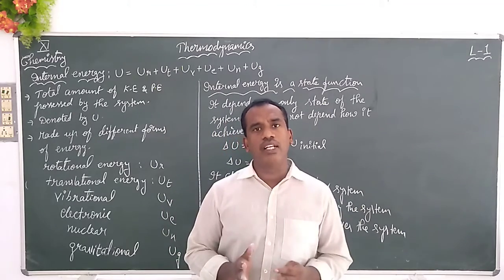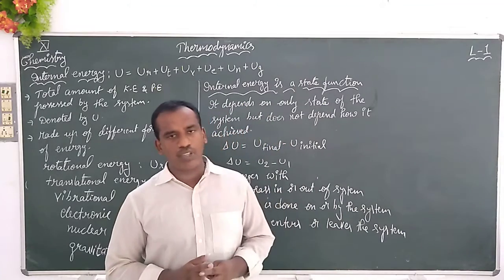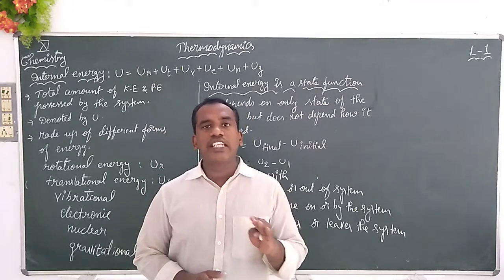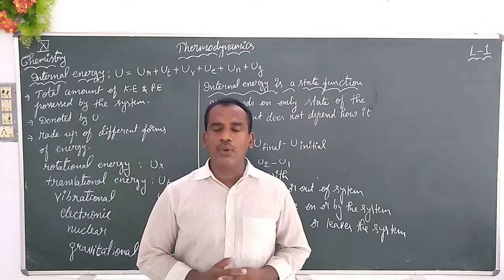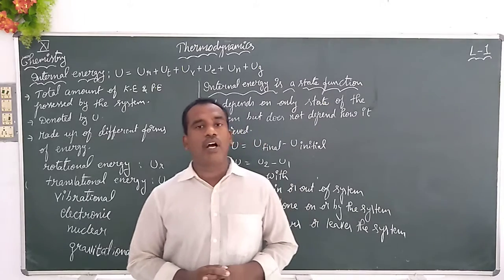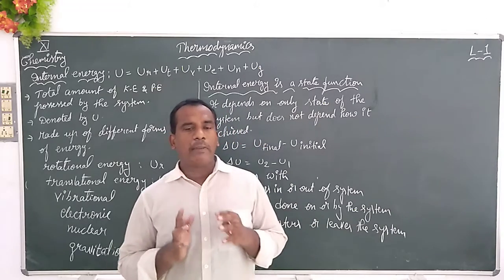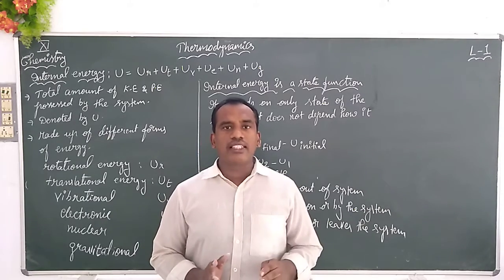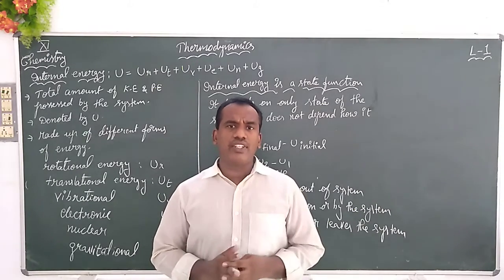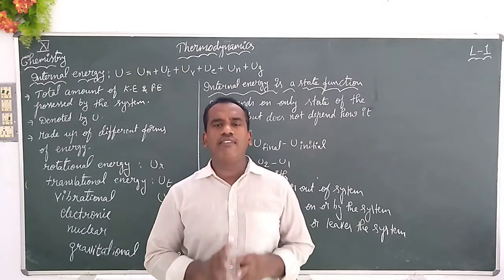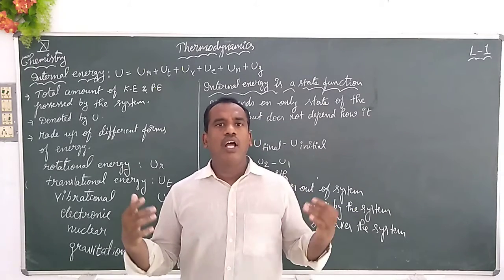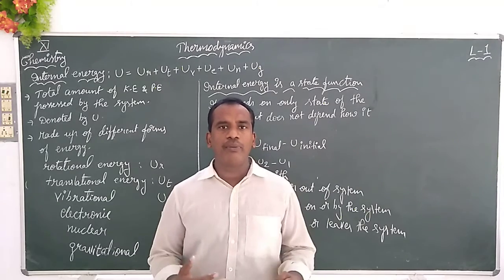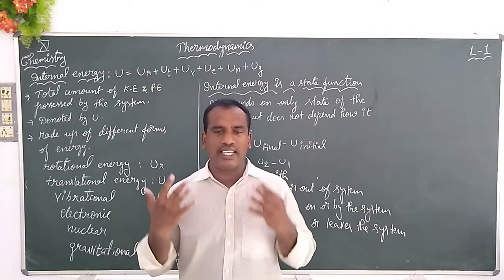There are some symbols that we are going to use in this chapter, children. The internal energy is denoted with the symbol capital U. What is internal energy? It is the sum of total kinetic energy and potential energy possessed by the system. This internal energy is not a single value. It depends upon different other sub-values. For example, a whole body is the sum of hands, legs, head and the body.